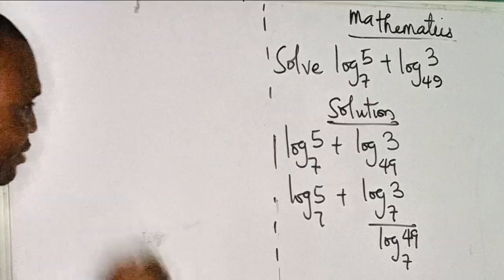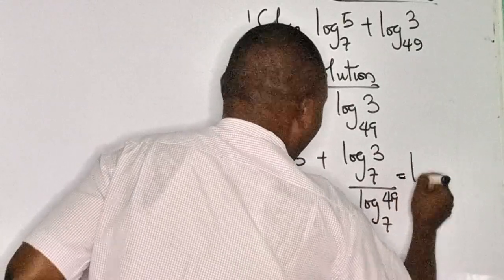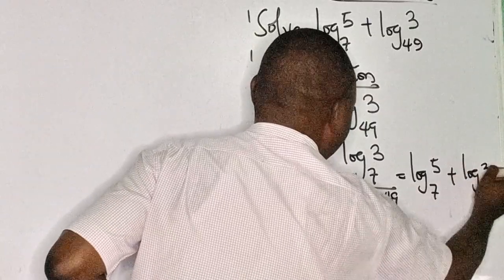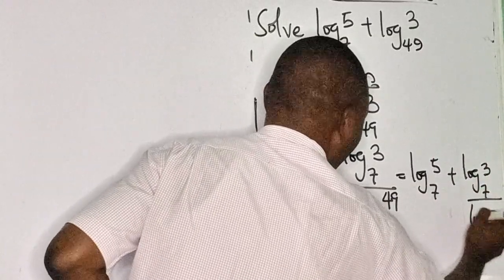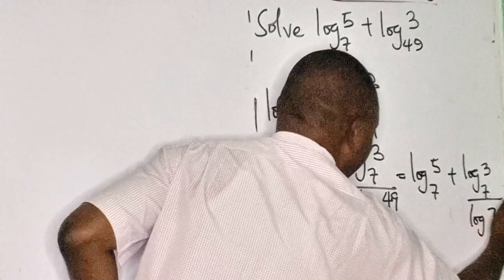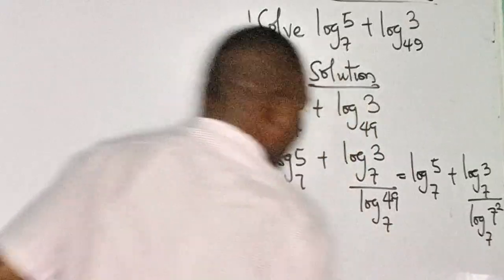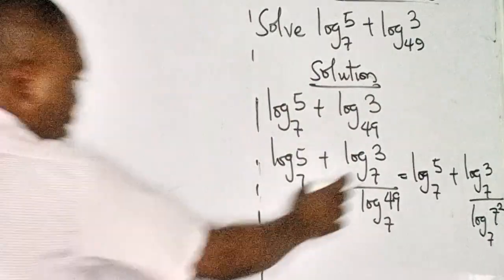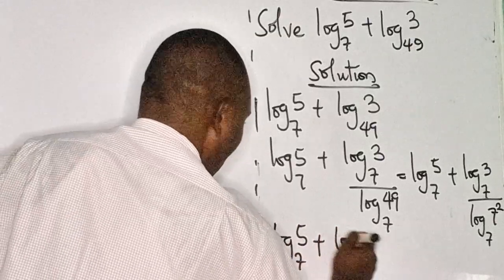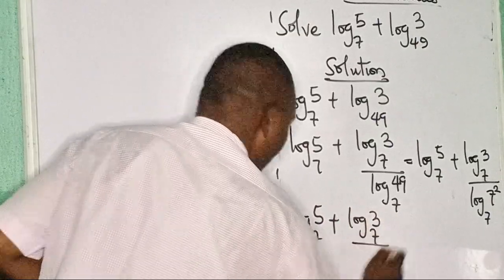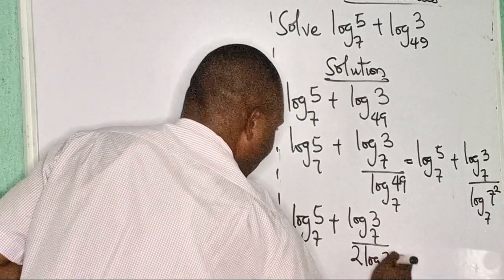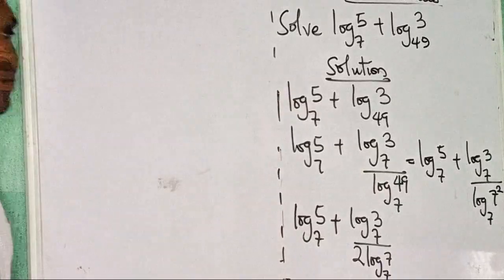Now, based on what we are having here, this can still be written as log 5 base 7 plus log 3 base 7 over log. Now, 49 is 7 raised to the power of 2. So I can have 7 raised to the power of 2 base 7. All right. This can be written as log 5 base 7 plus log 3 base 7 over. Now, this can come here. So I'll be having 2 log 7 base 7. Is that clear?